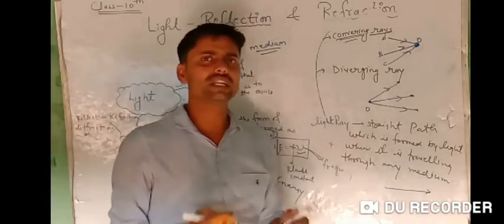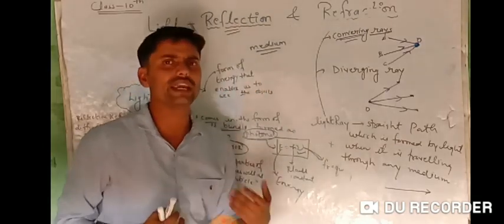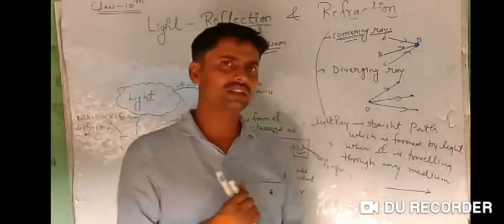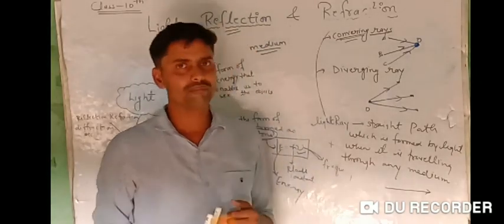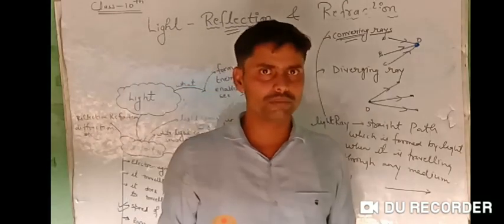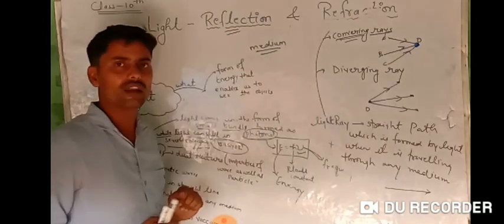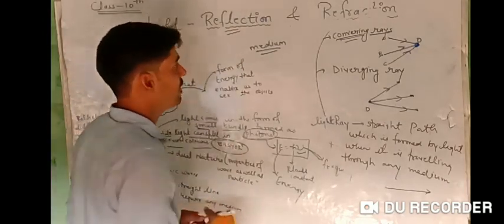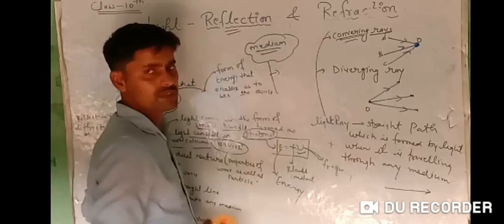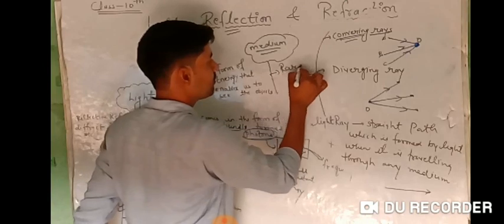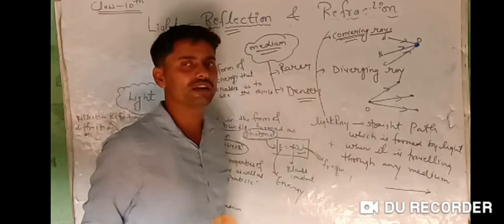Medium means those materials through which light can move. Those materials through which light can move are termed as medium. For example, air could be a medium, solids could be a medium, liquids could be a medium of light. On the basis of density of the medium's particles, medium is of two types: rarer medium and denser medium.